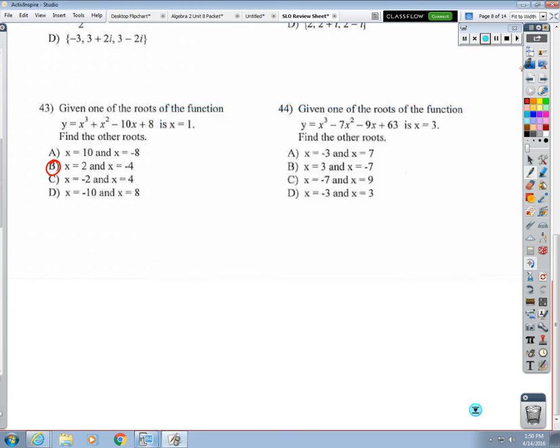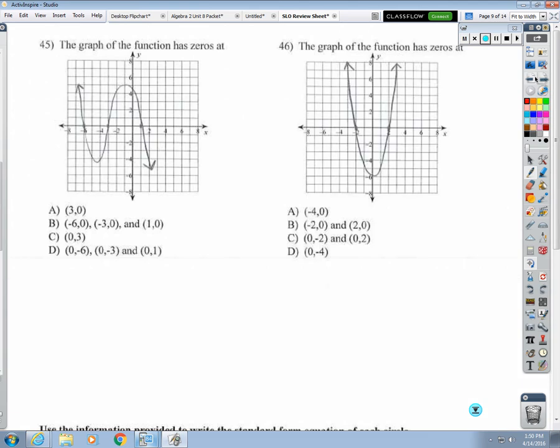Oh, we're going back to it. Okay, number 45. The graph of the function has zeros at. Okay, well, how many zeros does it have? Zeros is just another word for roots. 3, or x-intercepts. So A and C are out. B and D are very similar. They're just all reversed. Which one is it?